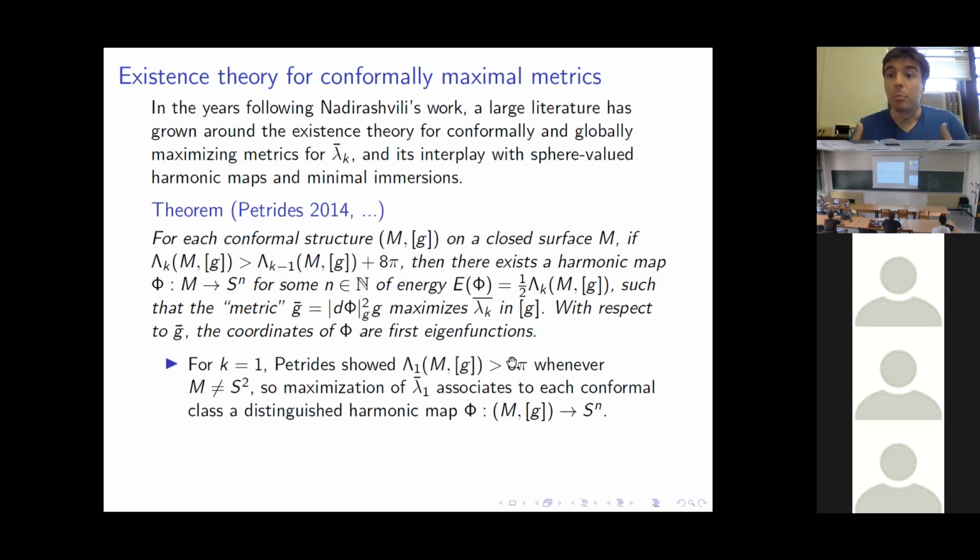This is going to prevent some kind of bubbling degenerations when we take a maximizing sequence. Okay, so in particular, maximization of lambda1 bar is going to work, and it's going to associate to each conformal class some distinguished harmonic map into Sn.